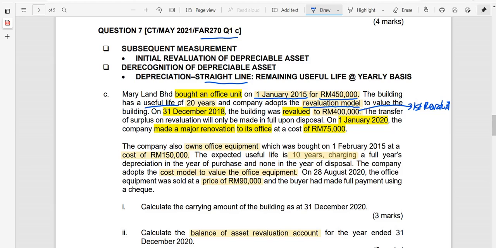On 1st of January 2020, the company made a major renovation to its office at a cost of 75,000. This is actually an addition to the building, and if that is the cost, it was actually to be added to the cost of the PPE, and therefore this must be capitalized. Okay, that was the first one. So let's look at the second one.